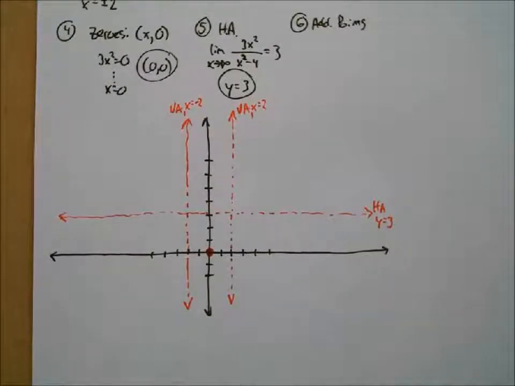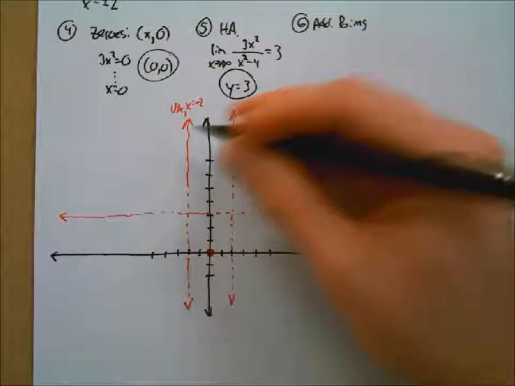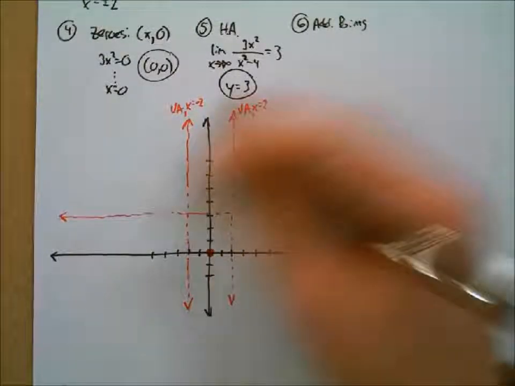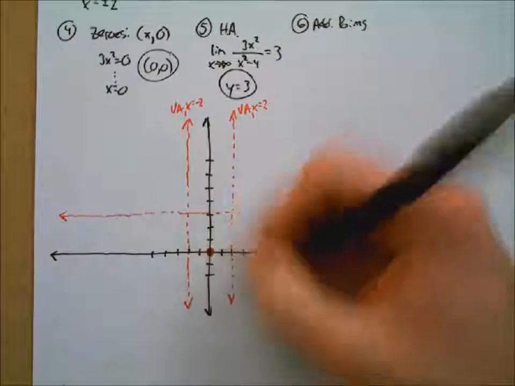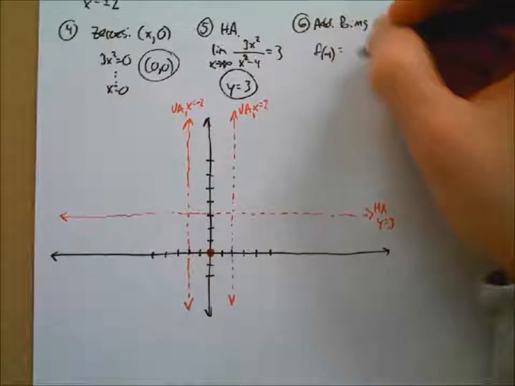Okay. So I think we need to come up with some additional points. So, for example, I want to figure out what's going on between the two asymptotes first. You can do whatever you want as far as where you start, but I'm going to start between the two asymptotes here. So I'm going to try -1. Let's see what f of -1 gives us.